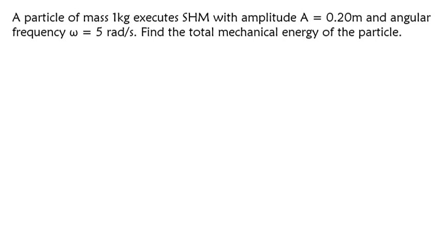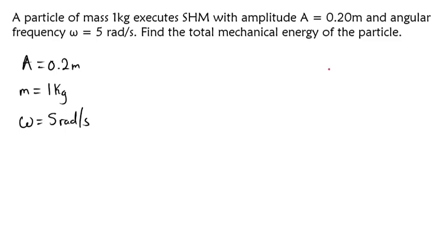A particle of mass 1 kg executes simple harmonic motion with an amplitude. So we have been given amplitude, which is 0.2 meters. We have mass as well. Mass is 1 kg. And angular frequency omega is given as 5 radians per second. So find the total mechanical energy.